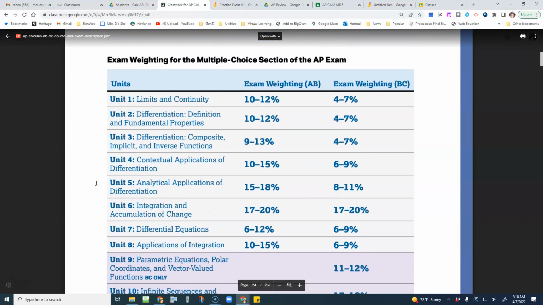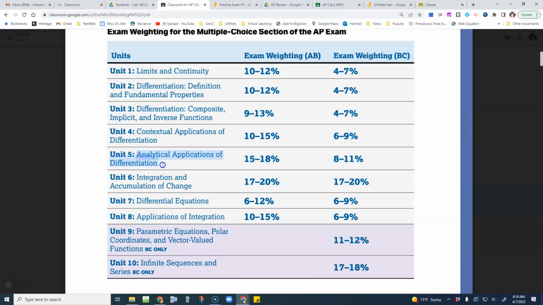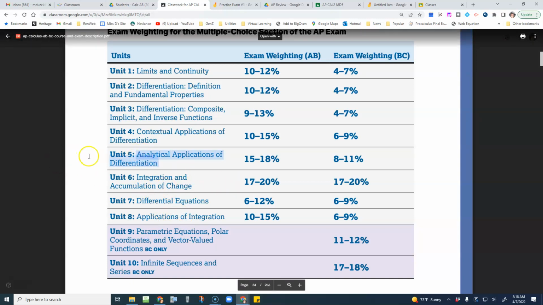Wait, which is the one with the concave up and down? That's this one right here, analytical applications. Function analysis. It's the fattest joke. Oh, the second fattest joke. But this could be helpful to you guys, right? At least somewhat helpful if you're curious.